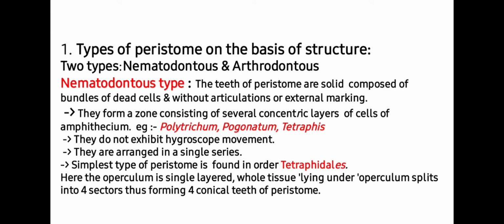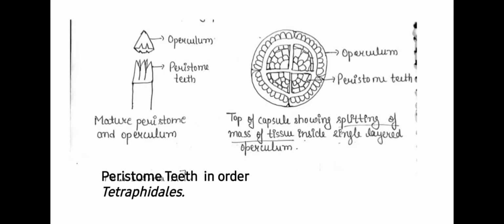They are arranged in a single layer or single series, and the simplest type of peristome is found in the order Tetraphidales. Here the operculum is single layered, and the tissue lying under the operculum splits into 4 sectors, thus forming 4 conical teeth of the peristome. So you can recall this type by: they do not show hygroscopic movement, they are arranged in a single series, and there is no articulation on the surface.